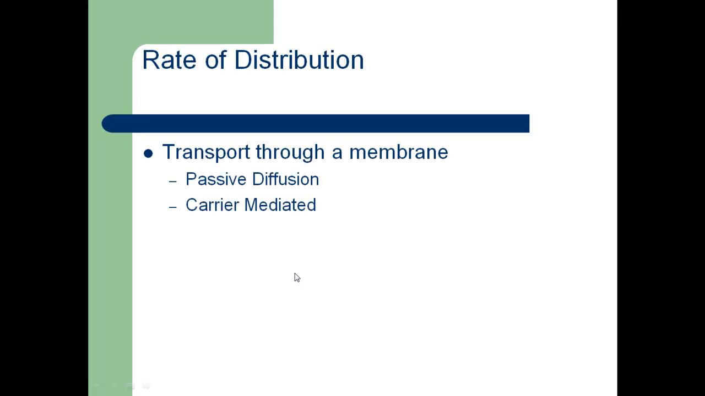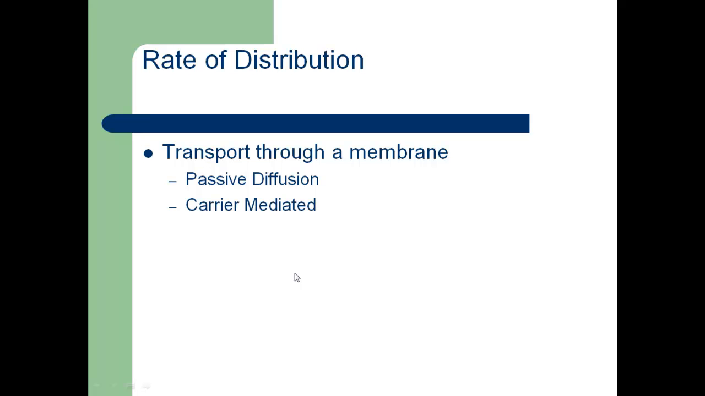So when we talk about rate of distribution, we want to talk about transport through a membrane. And by doing so, there's two ways different drugs can go through a membrane. Well, actually there's three, but we're only going to talk about two: passive diffusion and carrier mediated. And just for completeness' sake, the other one is called facilitated diffusion, but we're not going to talk about that.